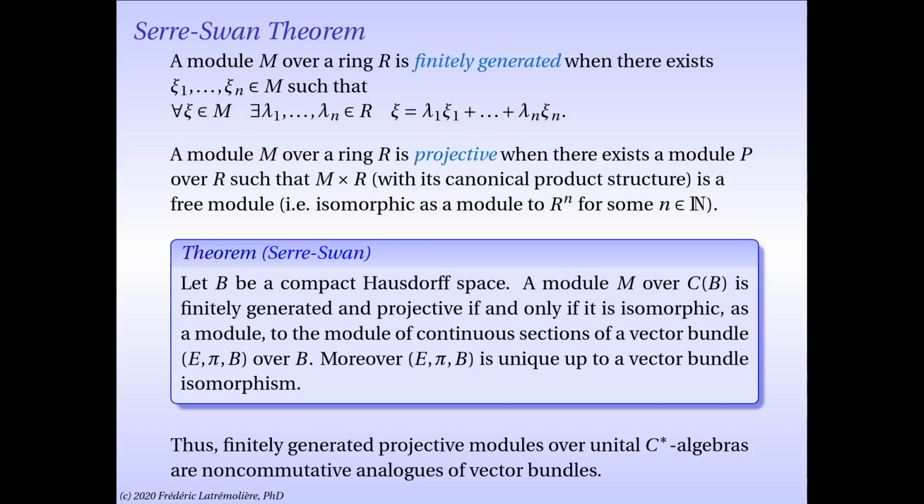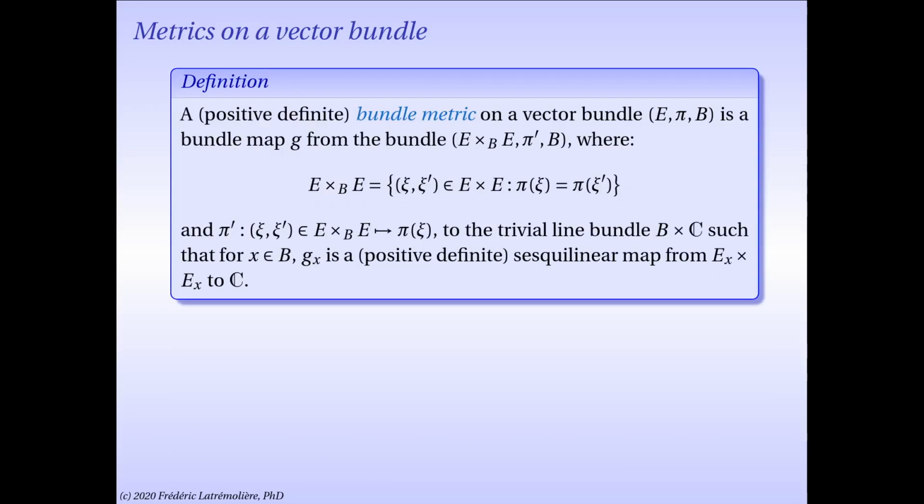For our purpose, we look in a new direction, the idea of a metric on a non-commutative analog of a vector bundle. Metrics on bundles have a somewhat different meaning from metrics on metric spaces, though, of course, there is a deep relation. Informally, a metric on a vector bundle is a continuous assignment of a sesquilinear form on each fiber of the bundle.